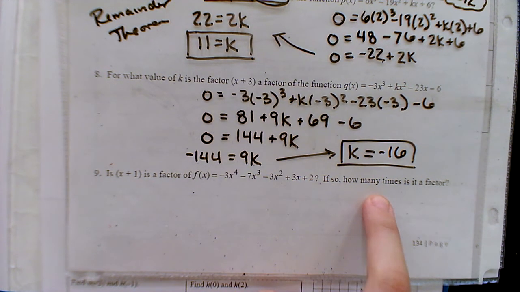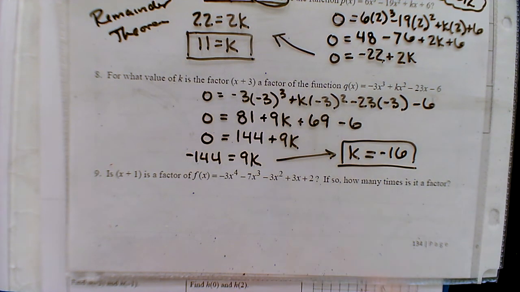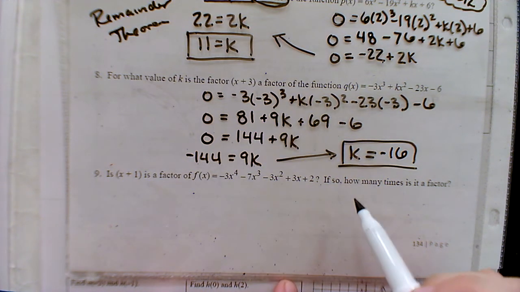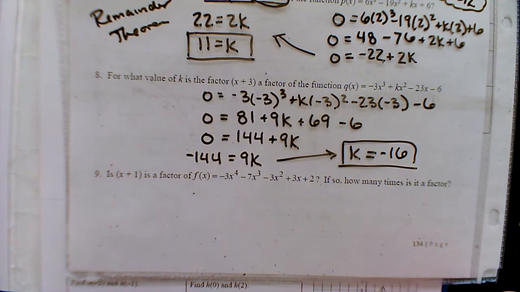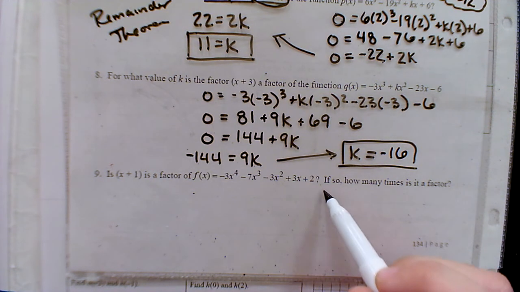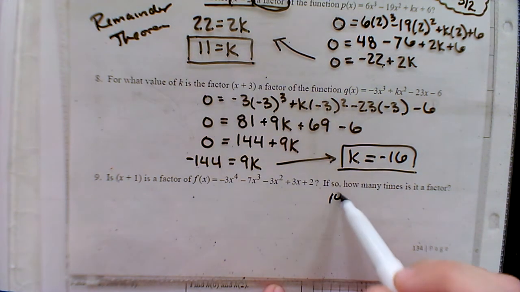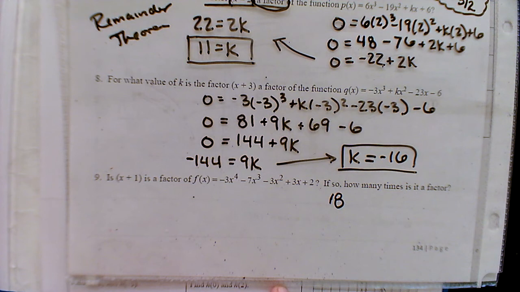There is a second question: if it is a factor, how many times? How many times does it go in evenly? So we have to first figure out if it does, and then if it does, how many? Think about this. If I were to ask you, is 2 a factor of 18, would you say yes or no? You don't have to write this down. I just want you to think about it. Does 2 go in evenly into 18? Yes. But how would you want to figure out how many times?